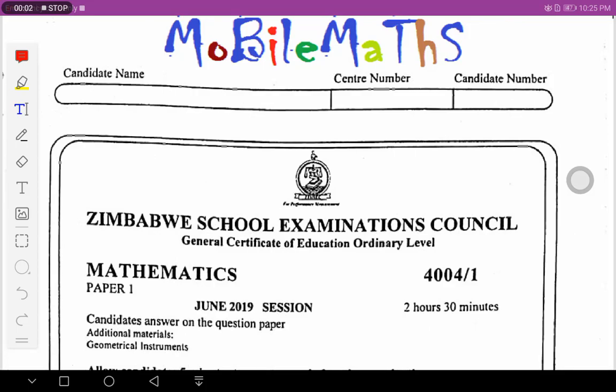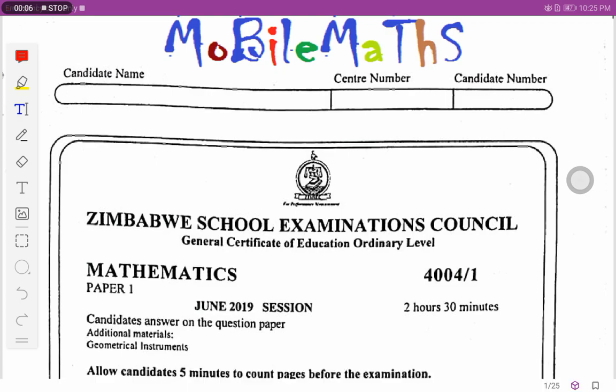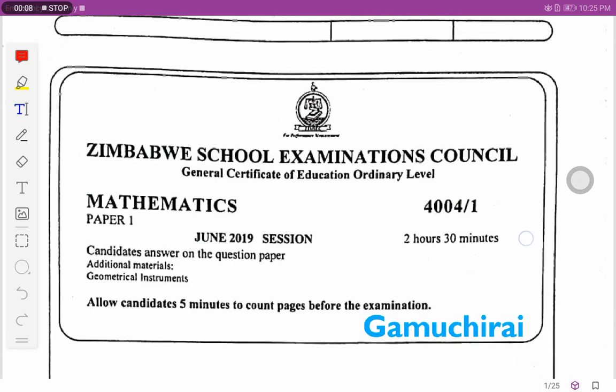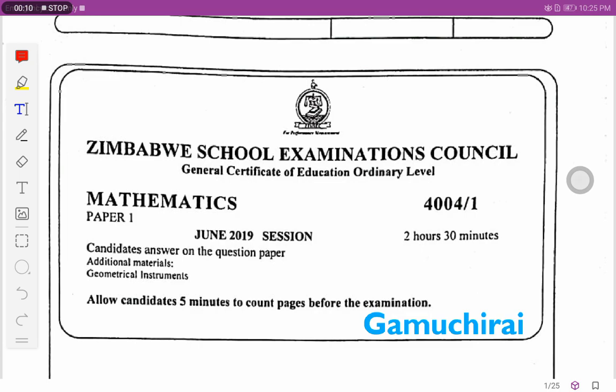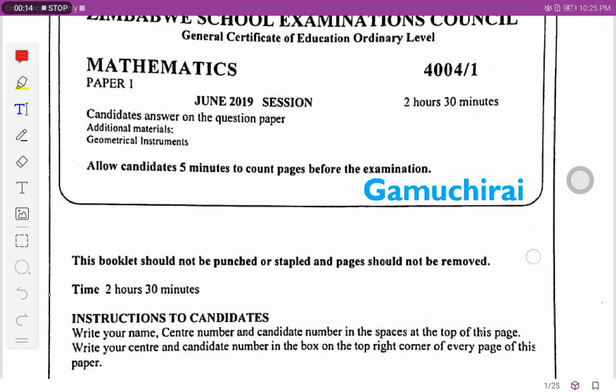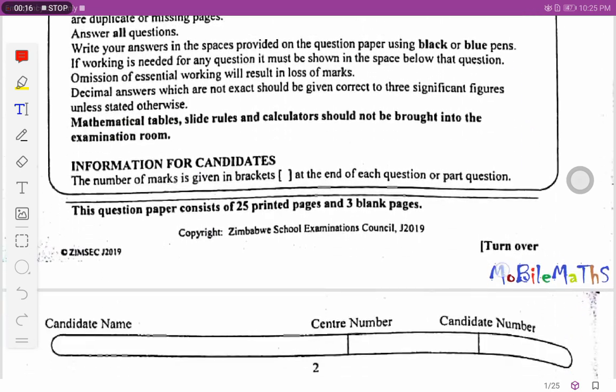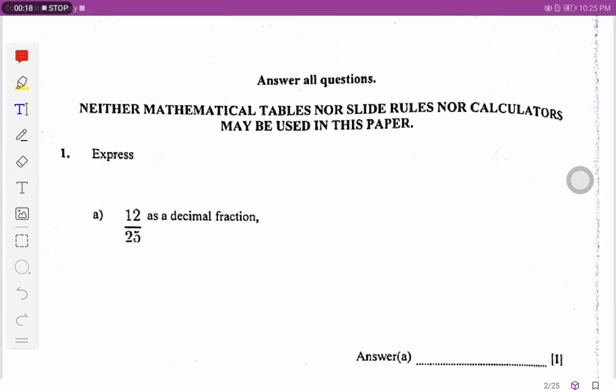Viewers, how are you? Today I want us to look at June 2019 paper 1 Zimsec question. Okay, so we are going to start with number 1.